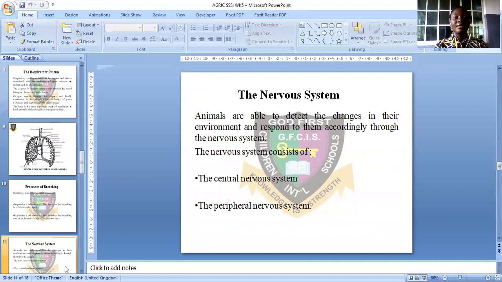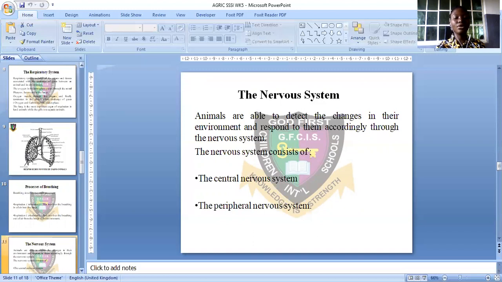Now, the next system is the nervous system. Animals are able to detect the changes in their environments and respond to them accordingly through the nervous system. It's the nervous system that enables the animal to detect changes in their environment and respond to these changes accordingly. The nervous system consists of the central nervous system and the peripheral nervous system.